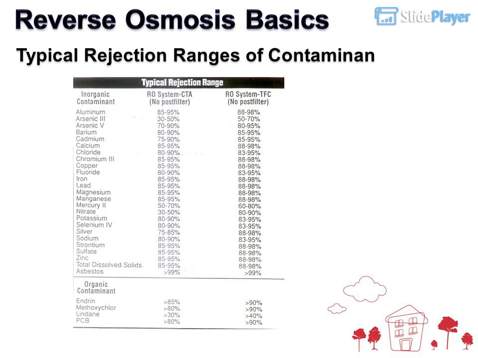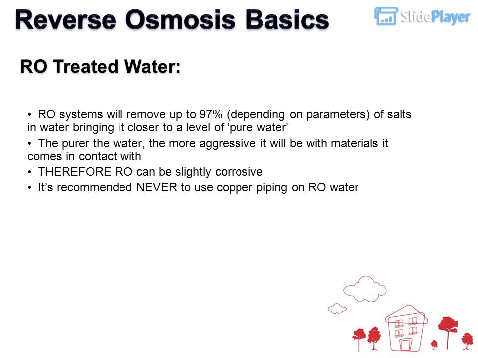Typical rejection ranges of contaminants. Reverse osmosis basics. RO-treated water. RO systems will remove up to 97%, depending on parameters, of salts in water, bringing it closer to a level of pure water. The purer the water, the more aggressive it will be with materials it comes in contact with. Therefore, RO can be slightly corrosive. It's recommended never to use copper piping on RO water.